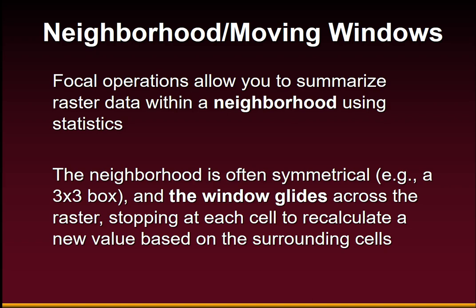Focal operations are also known as neighborhood operations because the analysis considers not only the focal cell, but also the cells surrounding it. Focal operations allow you to summarize raster data within a neighborhood using statistics. The neighborhood is often symmetrical, such as a 3-cell by 3-cell square box, and that neighborhood window glides across the raster, stopping at each cell to recalculate a new value based on the surrounding cells. Let's take a look at a quick demonstration of how focal operations work.